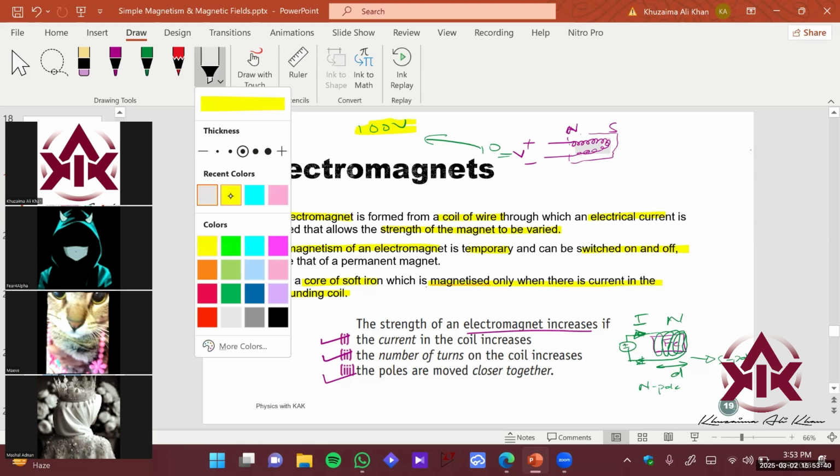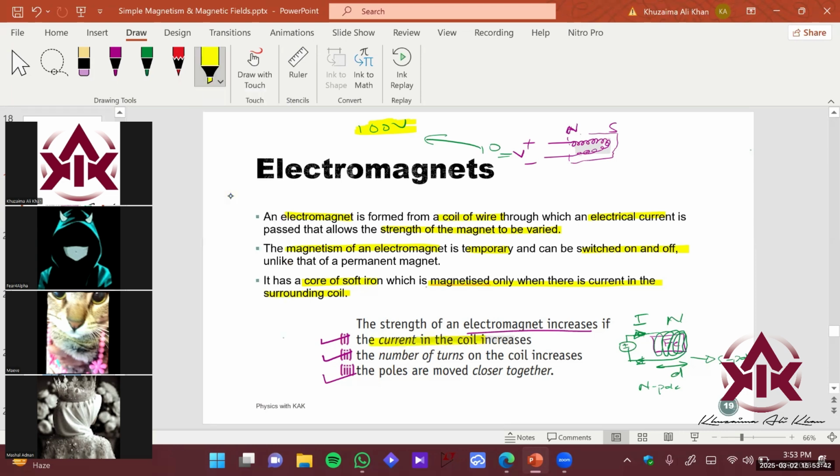You can increase the current, okay? If you increase the current in the coil, the magnetism induced will be very strong, and that will create a very strong temporary electromagnet. And if you increase the number of turns, that is n here, that will also increase the strength of the magnet. And if you cause the poles to move closer together, if you reduce this distance d, that would also make the electromagnet very strong. So now you know what it is, right?